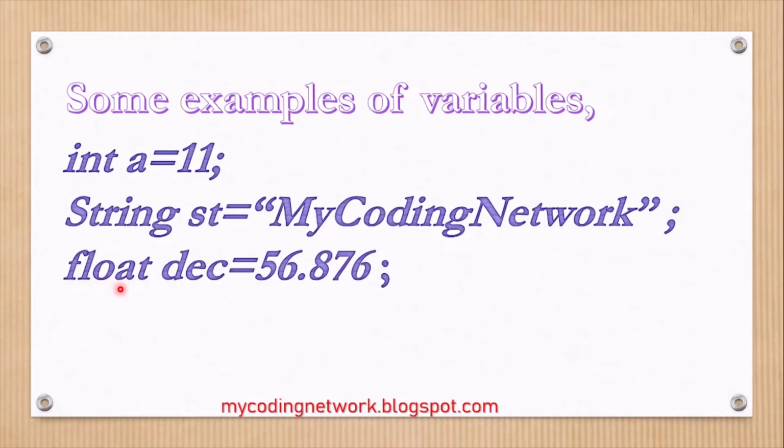The third example we have is the float data type. We can store decimal values inside a float variable. As you can see, we have stored 56.876, a decimal value, inside this variable.